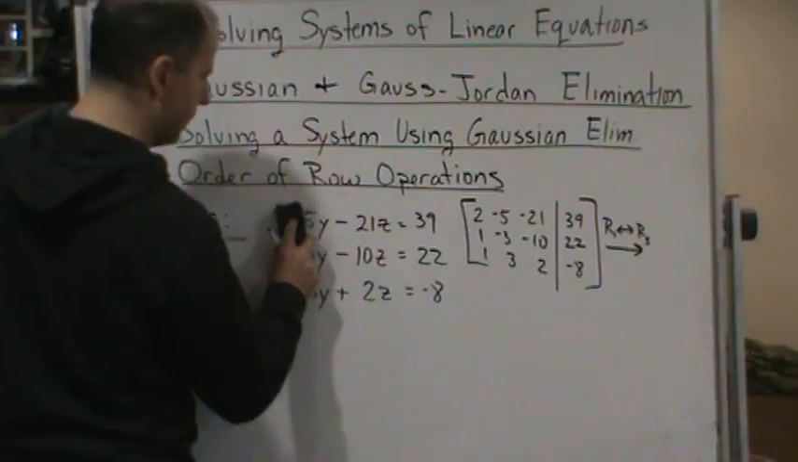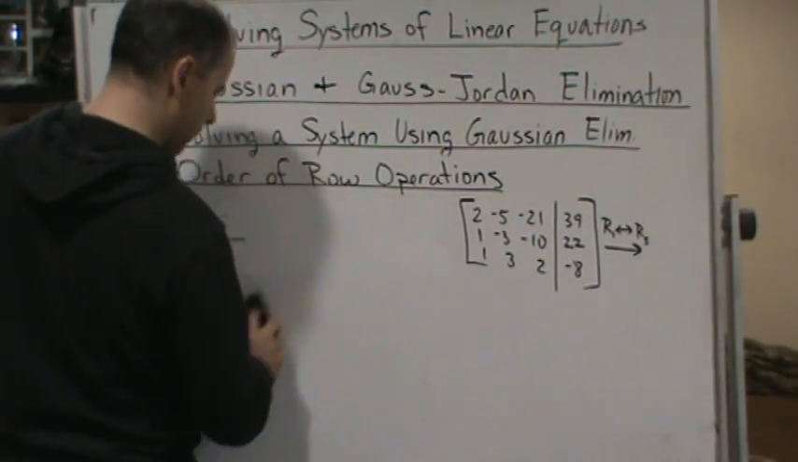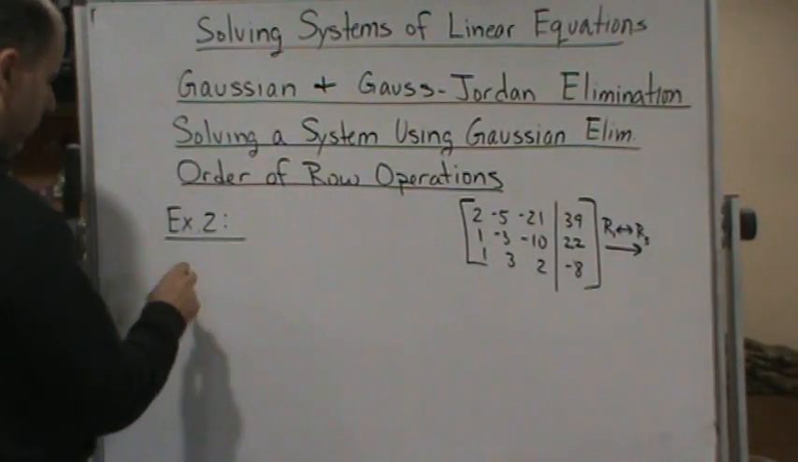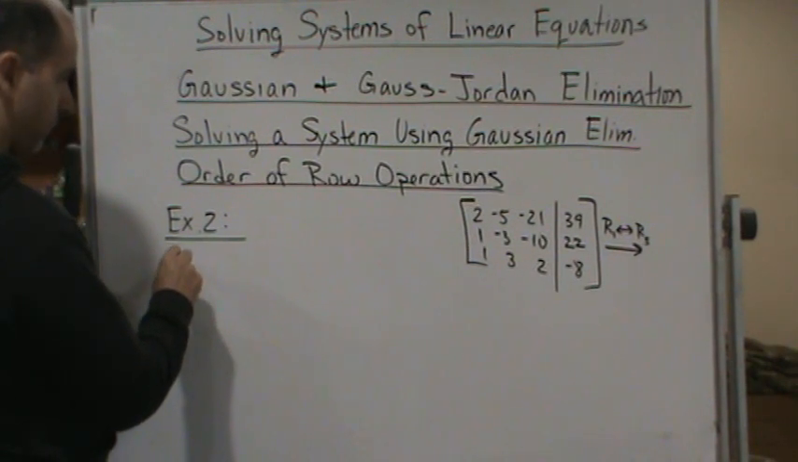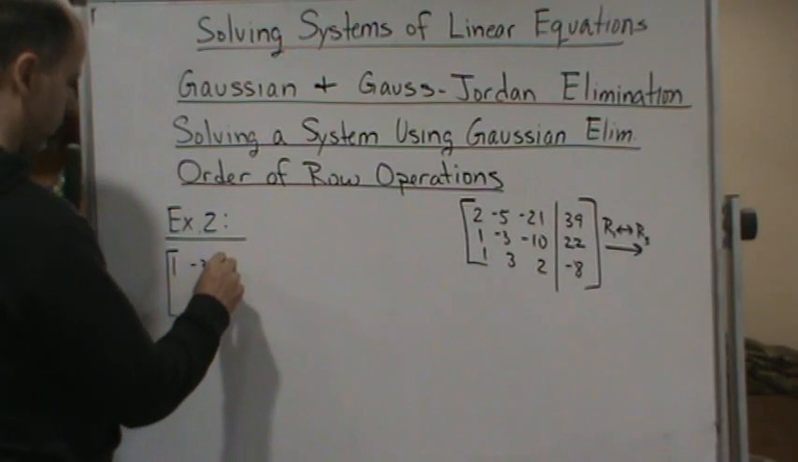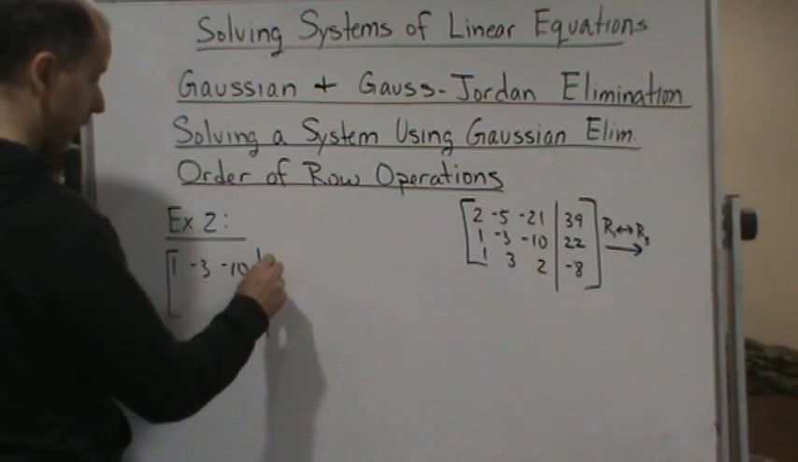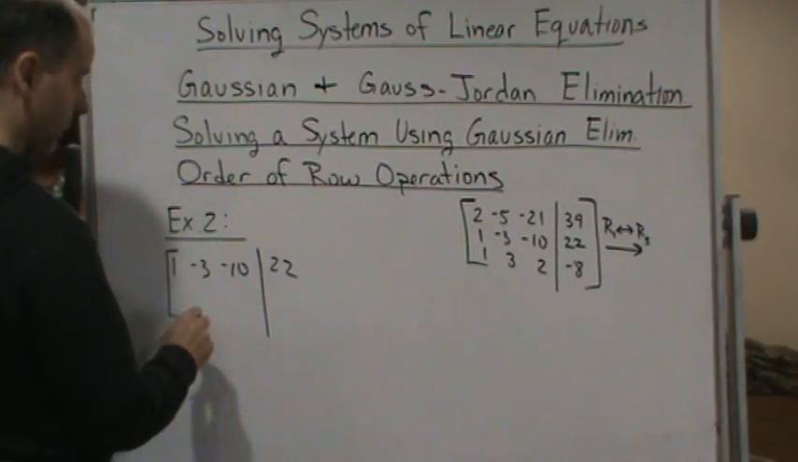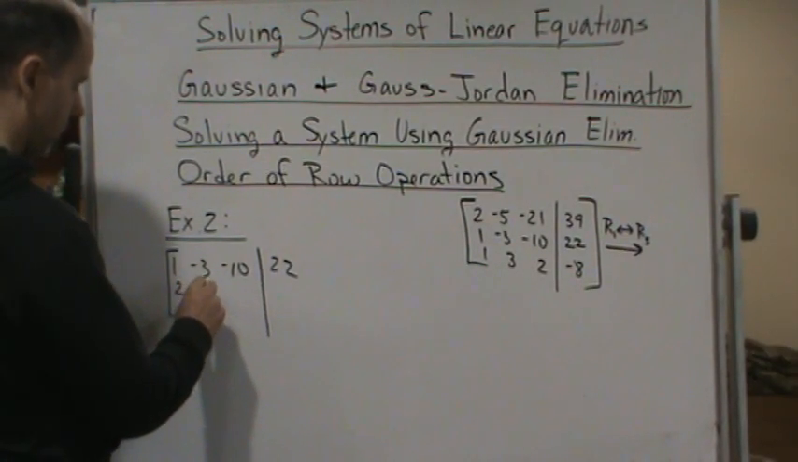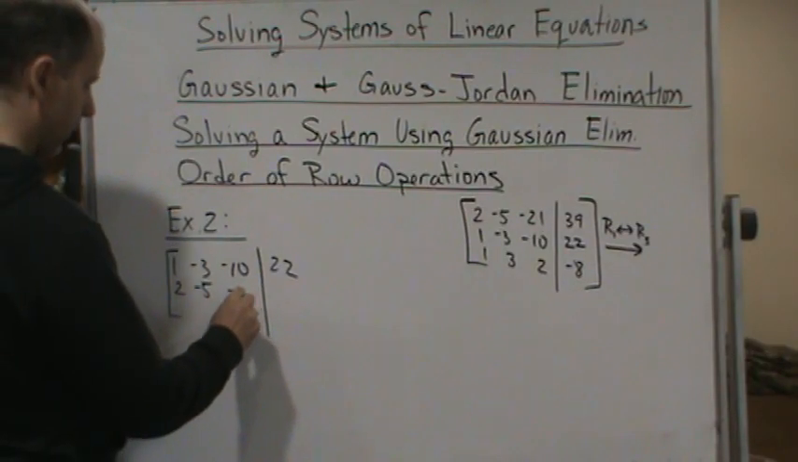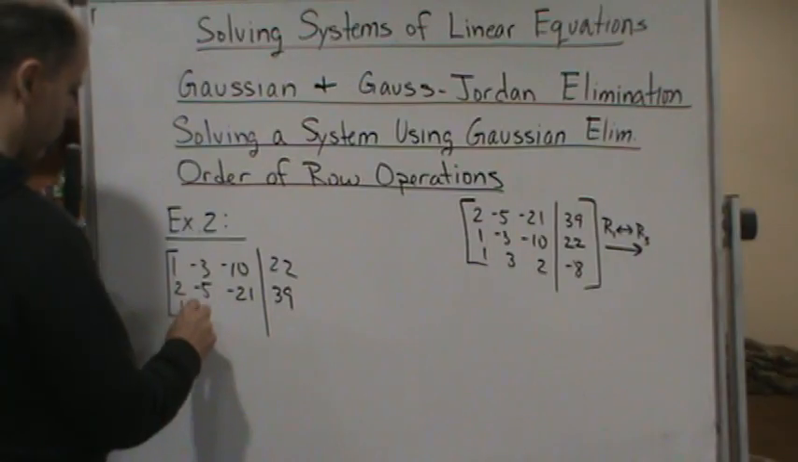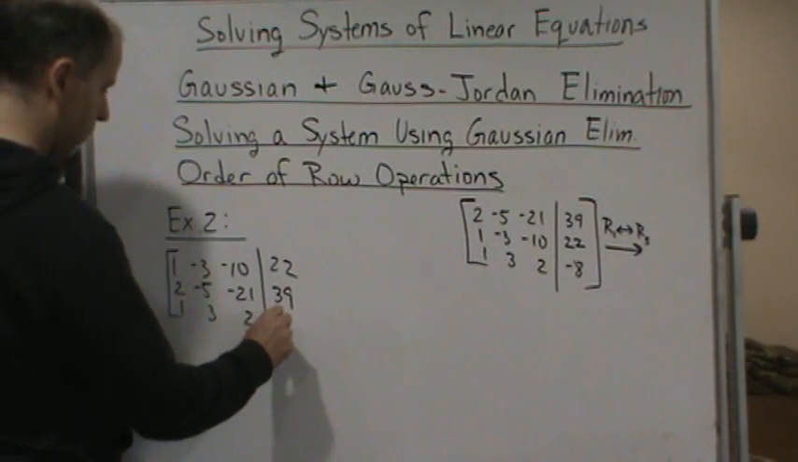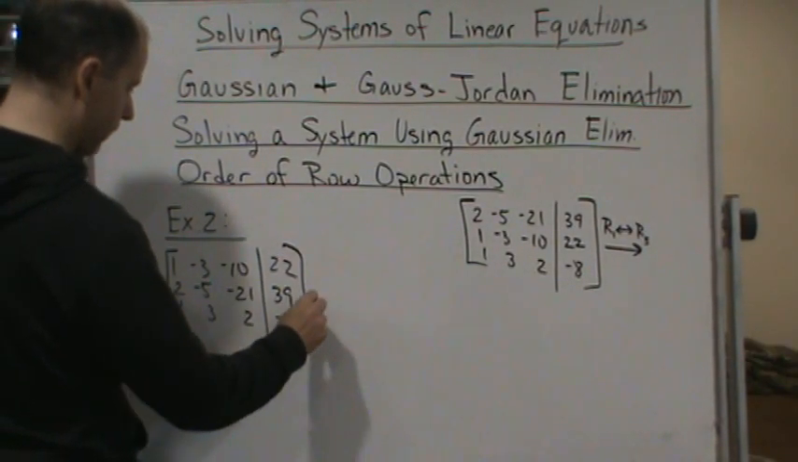Okay, so I'm going to erase this, so make sure you have it in your notes. And so that's going to give me the following matrix. It's going to be 1, -3, -10, 22, 2, -5, -21, 39, and then 1, 3, 2, -8.